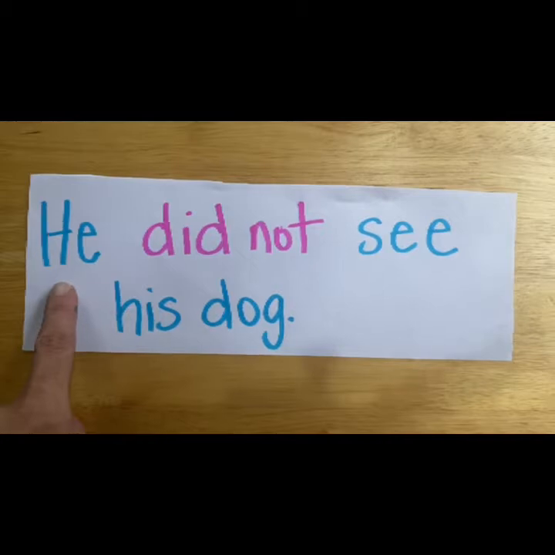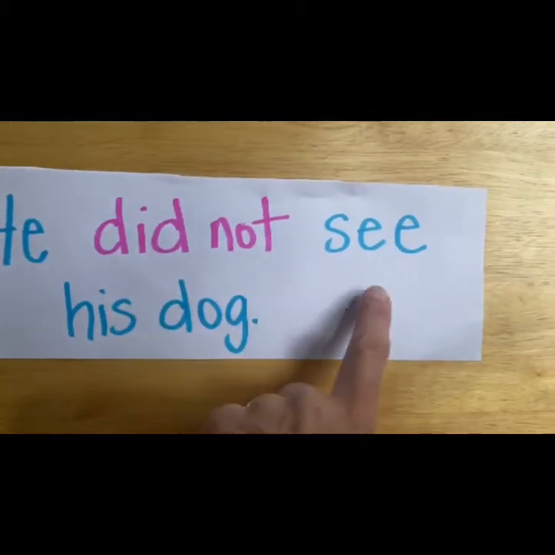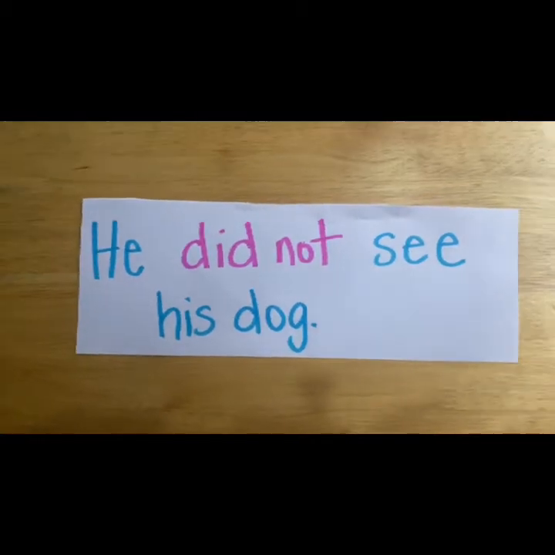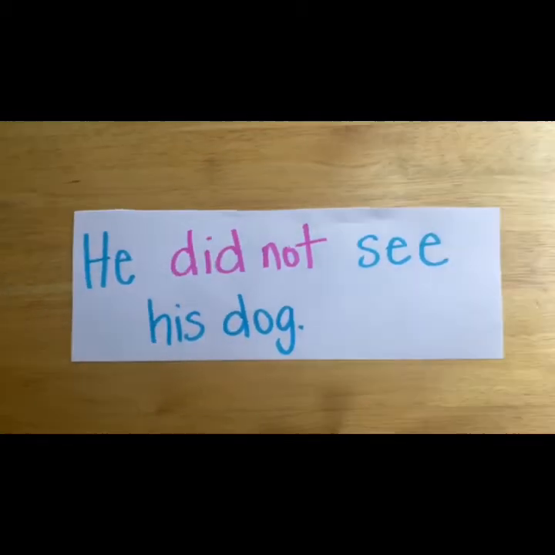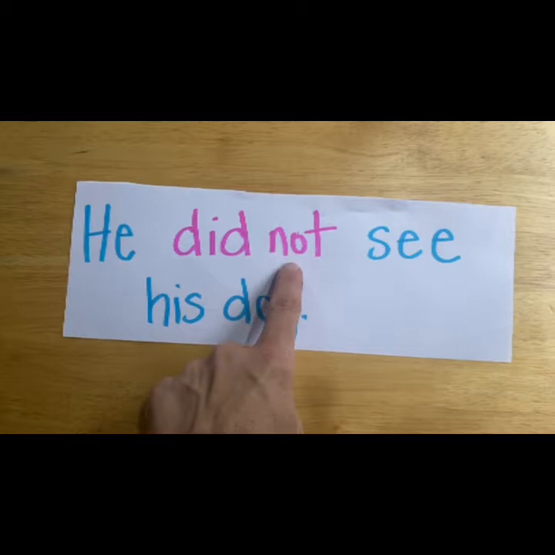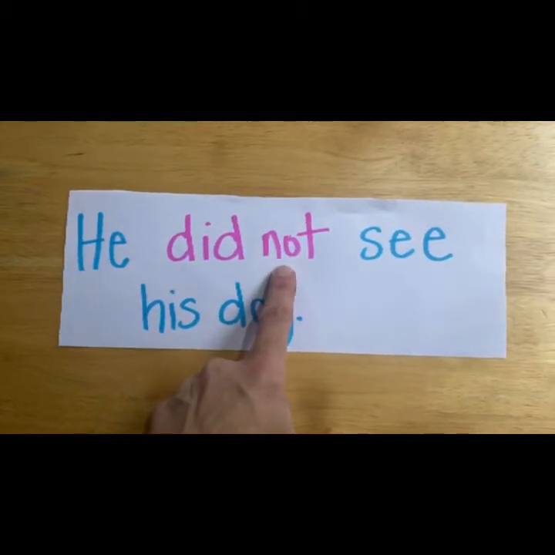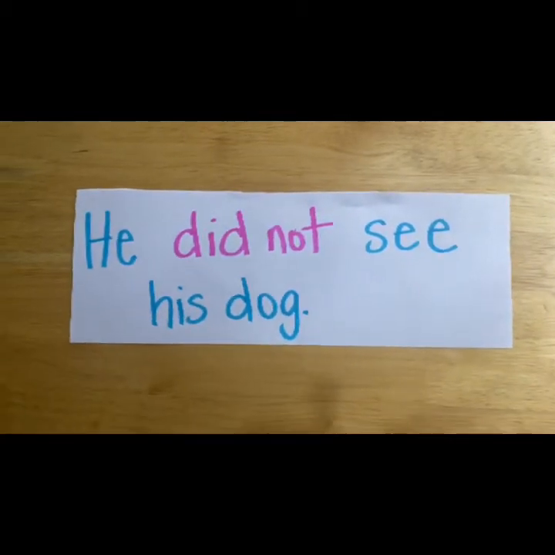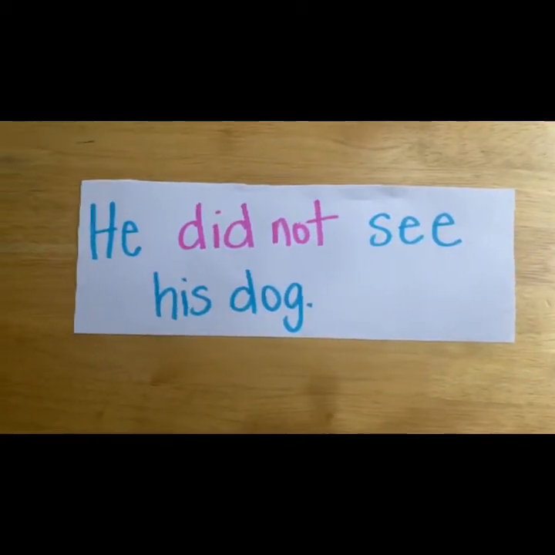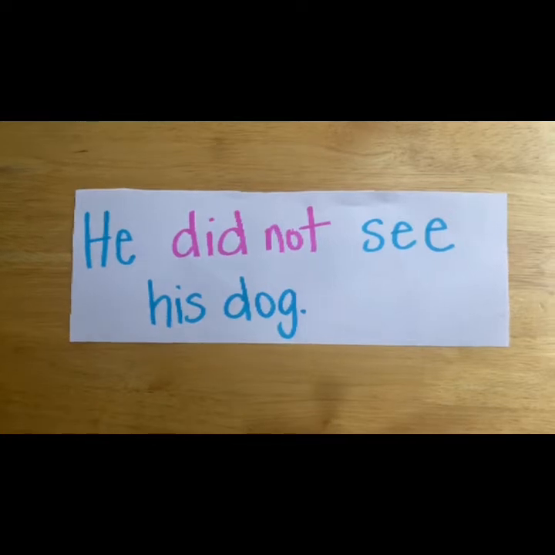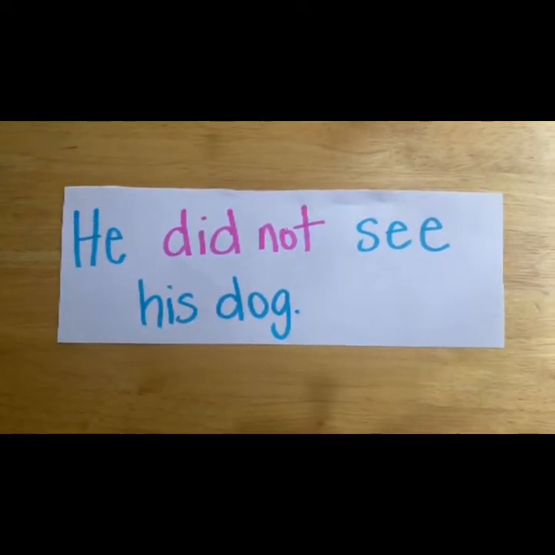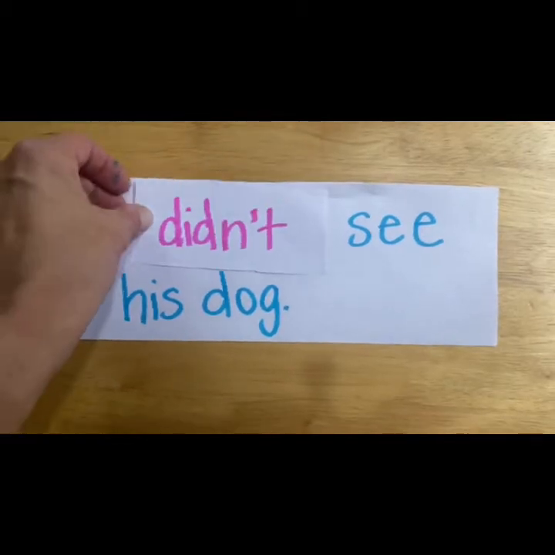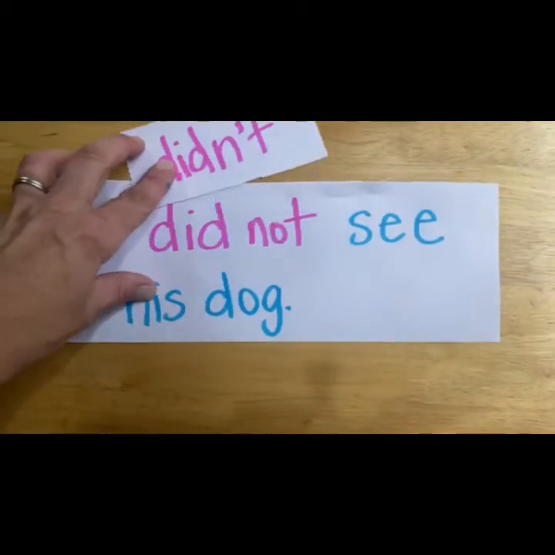Okay, so read this simple sentence with me. It says, he did not see his dog. So the words did and not, we can make those a contraction. We can take those two words and smush them together and make one word. Can you think of what word we could use instead of did not? We can use the word didn't.